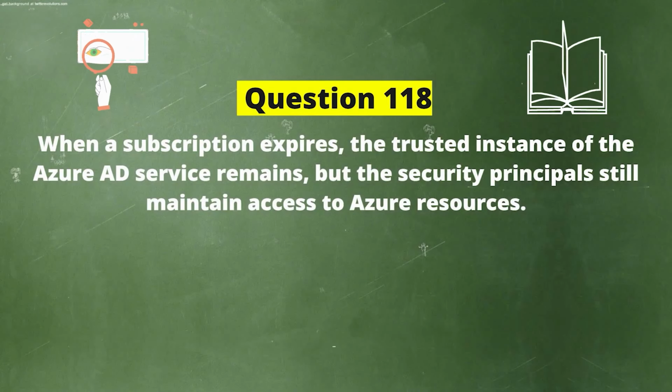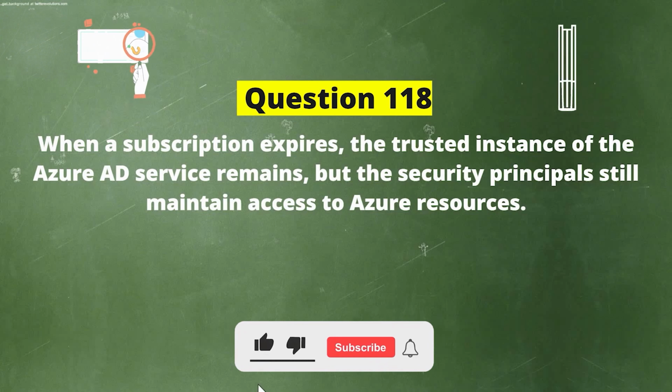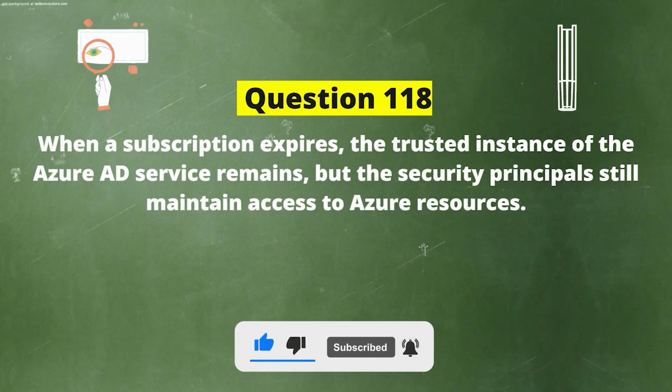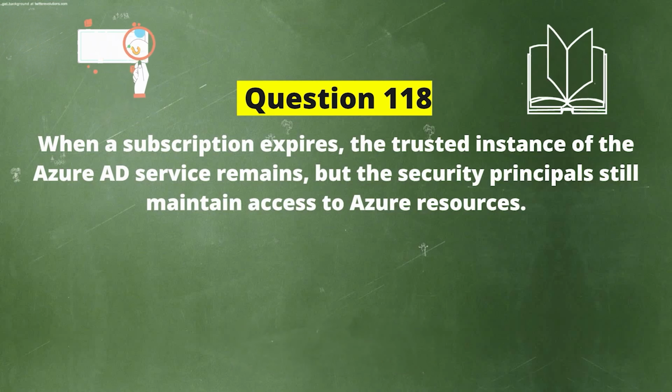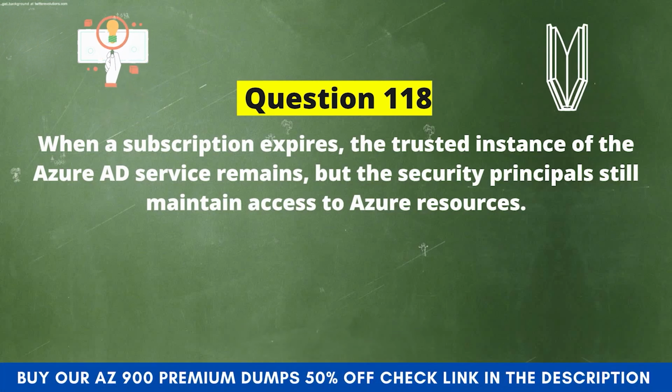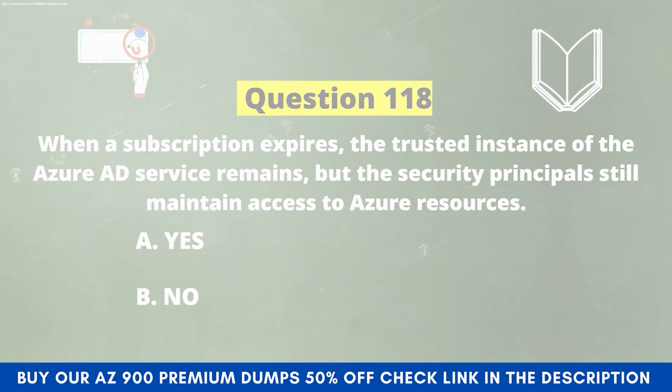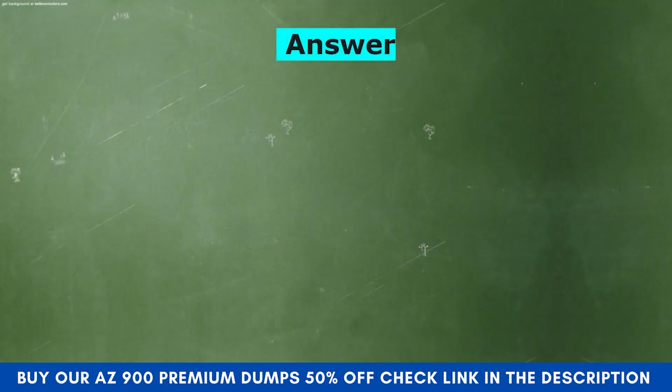Next question. When a subscription expires, the trusted instance of the Azure AD service remains, but the security principals still maintain access to Azure resources. Option A, yes. Option B, no. And the correct answer is option B, no.